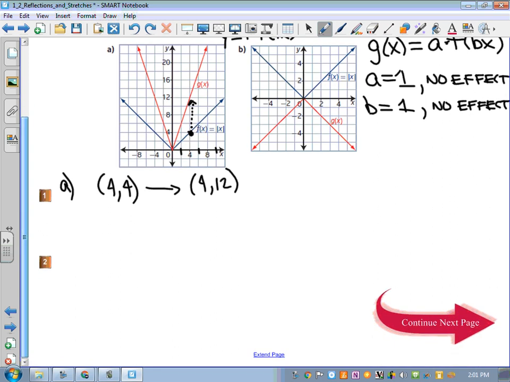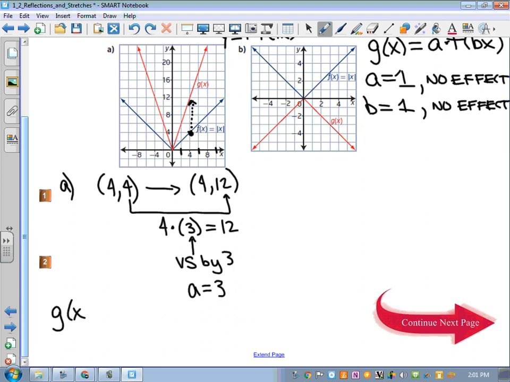So in order to go from 4, 4 to 4, 12, 4 multiplied by 3 is equal to 12. That means that there is a vertical stretch by 3, which tells me that my a parameter is 3. So that's it. We can now say that function g of x is 3 times function f of x.